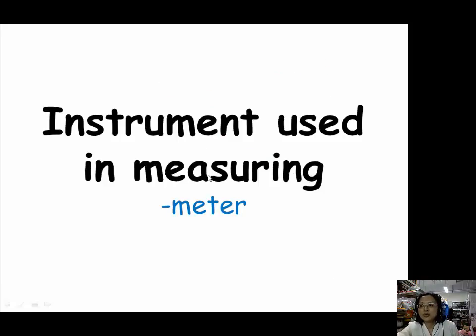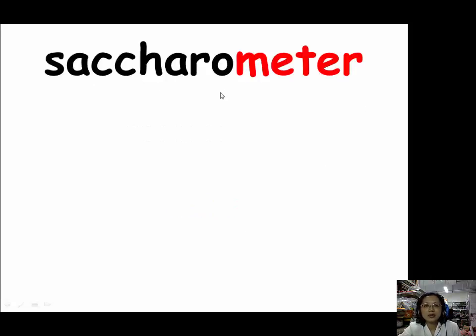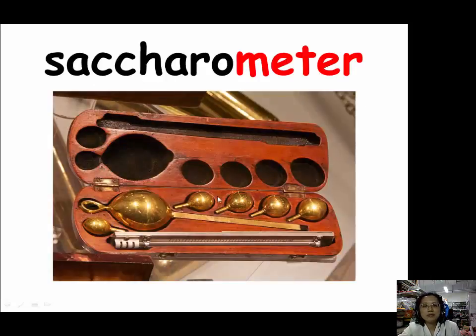And as for instrument used in measuring, we use this suffix meter, M-E-T-E-R. Our example is saccharometer, which we learned before. Remember the prefix saccharo, S-A-C-C-H-A-R-O, means sugar. Saccharometer is a device which is shown in this PowerPoint for estimating the proportion of sugar in a solution.